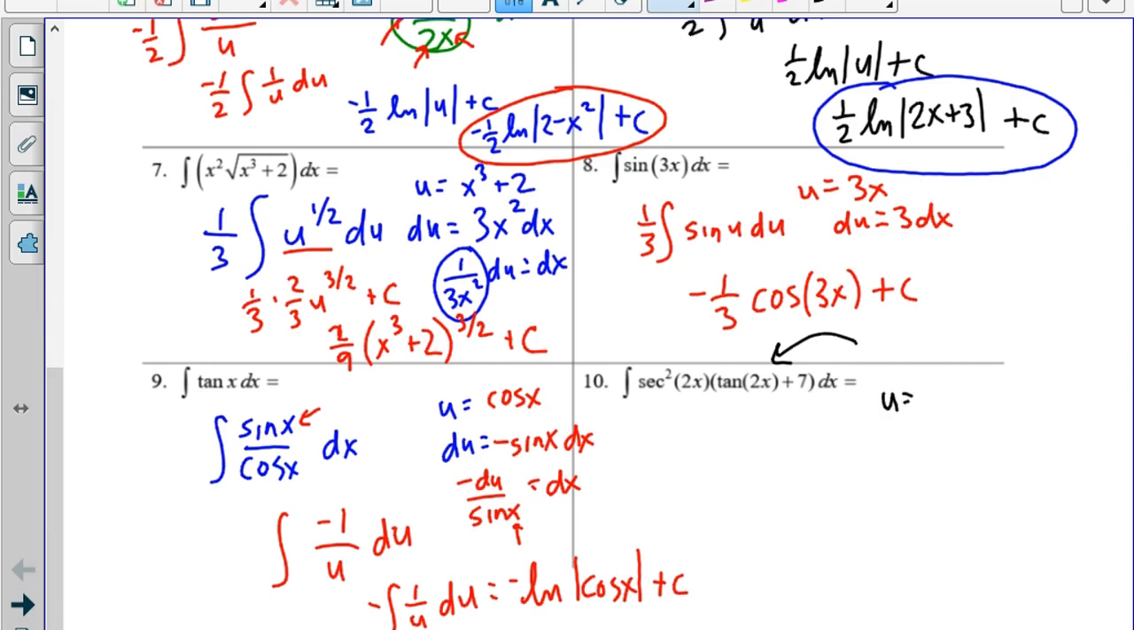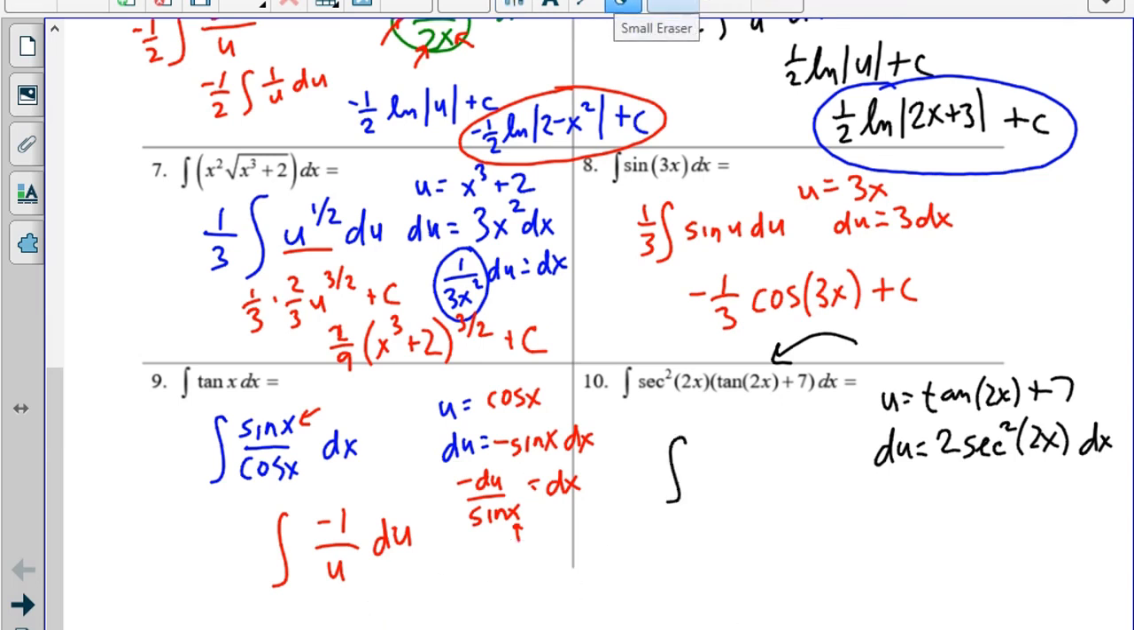If I make u equal to tangent of 2x plus 7, notice that du is 2 secant squared 2x dx. And what ends up happening here is I perfectly am going to get rid of the secant squared when I replace dx with du divided by 2 secant squared of 2x. So let's integrate this. And I end up with the integral.